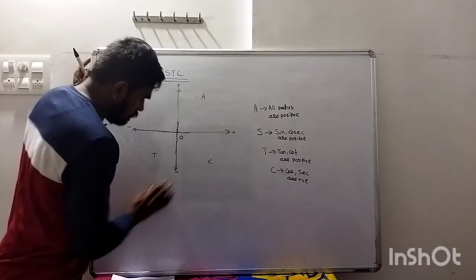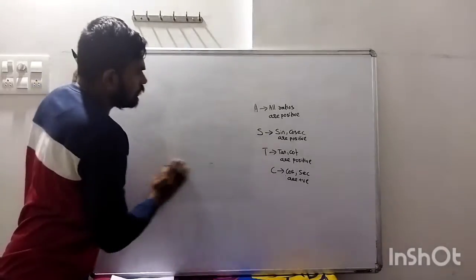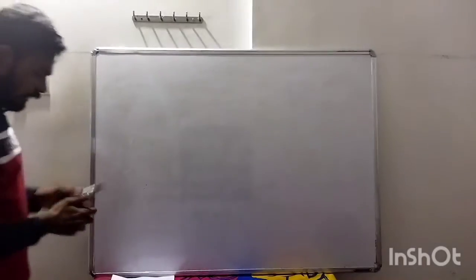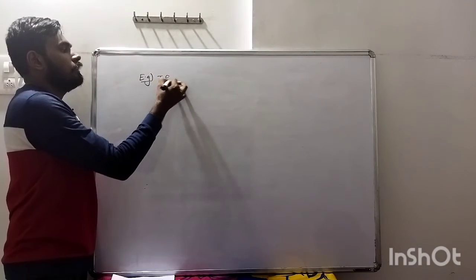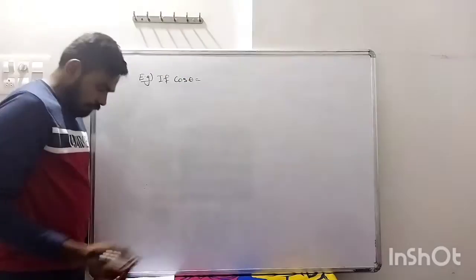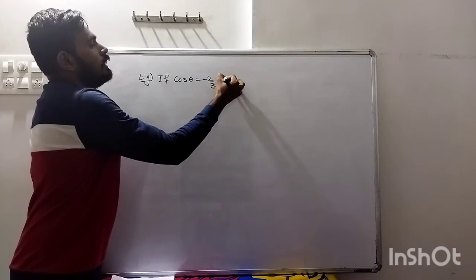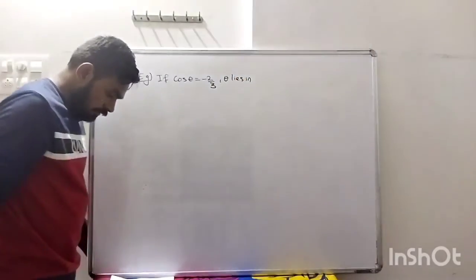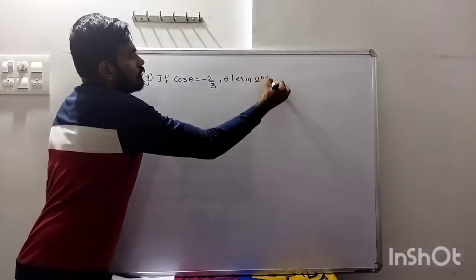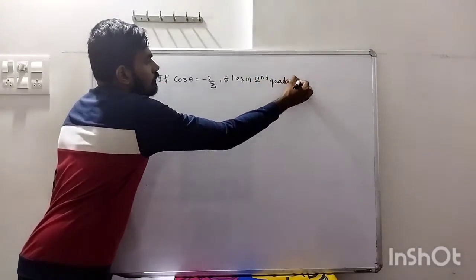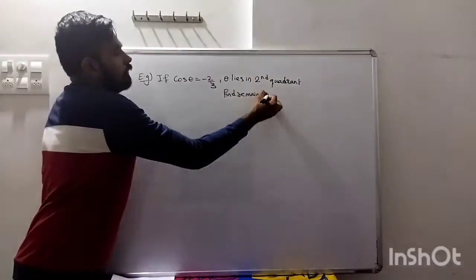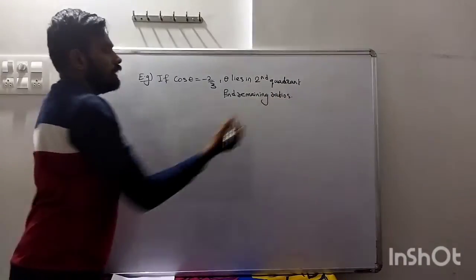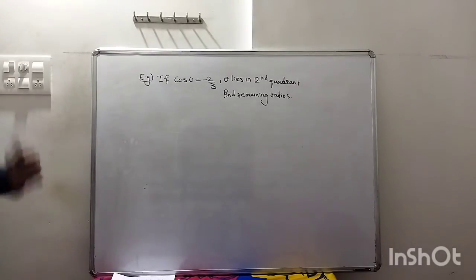So next we learn to solve this problem. One more type is there. See, examples using ASTC. If cos theta is equal to minus 2 by 3, and theta lies in the second quadrant, find the remaining trigonometric ratios. Understood, no? So cos theta is minus 2 by 3 and theta lies in the second quadrant.